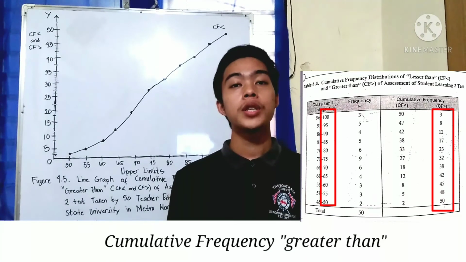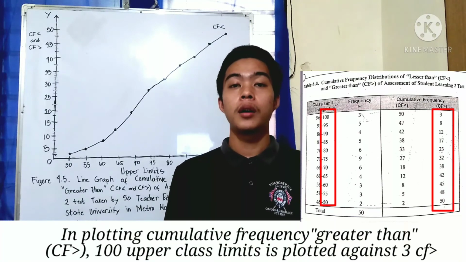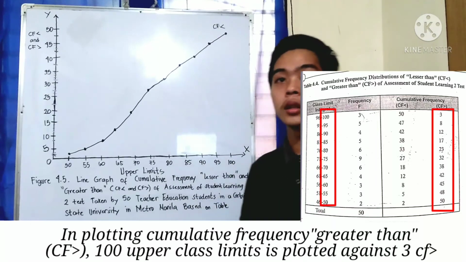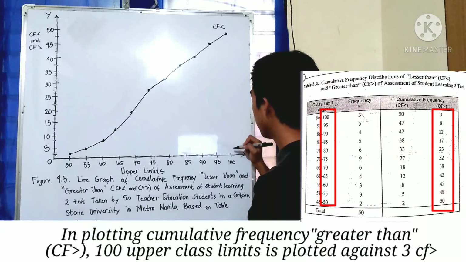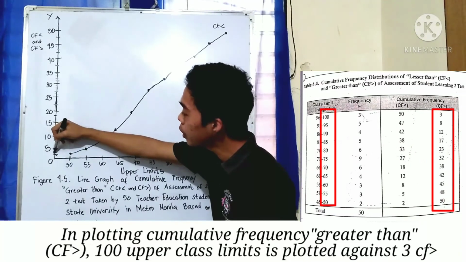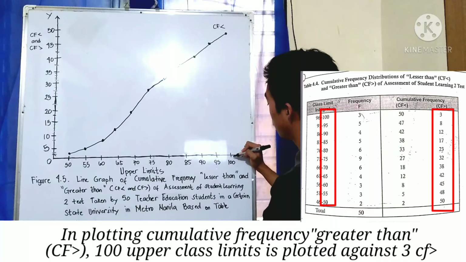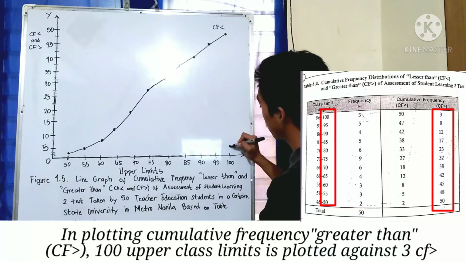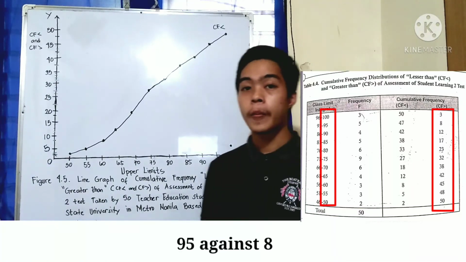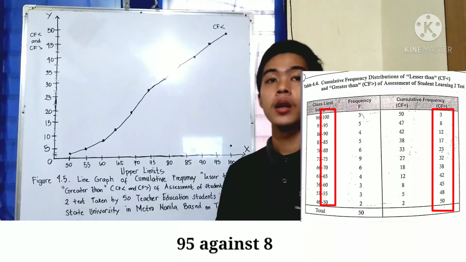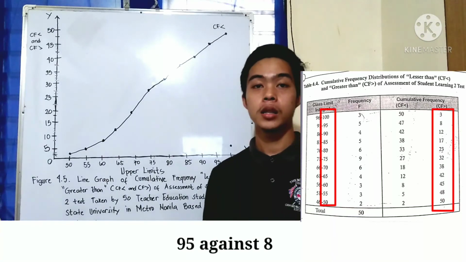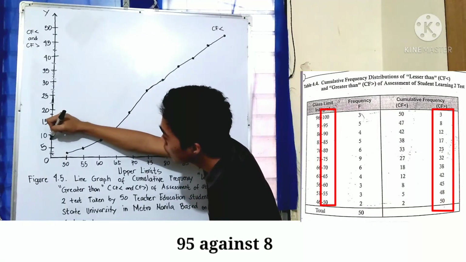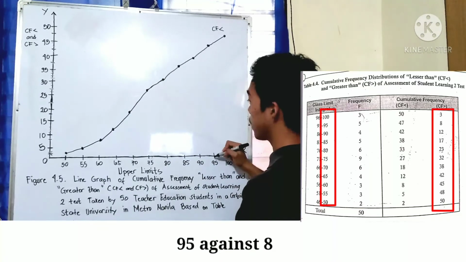So in the cumulative frequency greater than, we will start from the upper class limit of 100 against 3. So 3 must be here. So we will plot the dot against 100 and 3. Next, in the upper class limit of 95, we will plot 95 against 8. So 8 must be here. So 95 against 8.